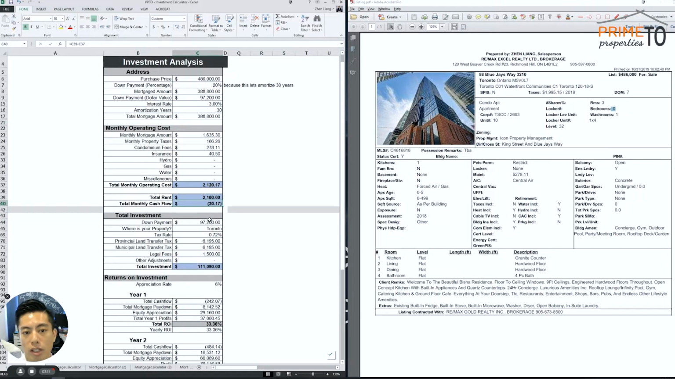Now, when you compare this to a lot of the other condos for investors who are trying to get cash flow, this actually is a fairly good amount because it's very rare to find a property that's actually going to cash flow positive, especially if we're talking about downtown condos.